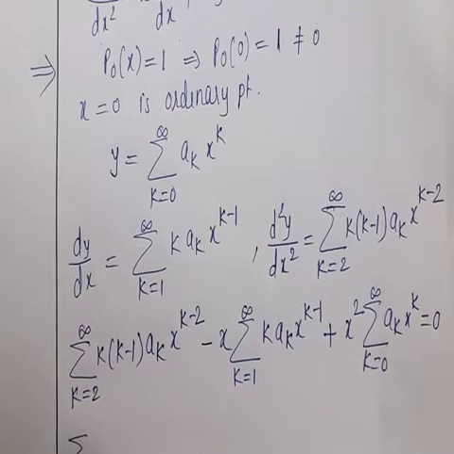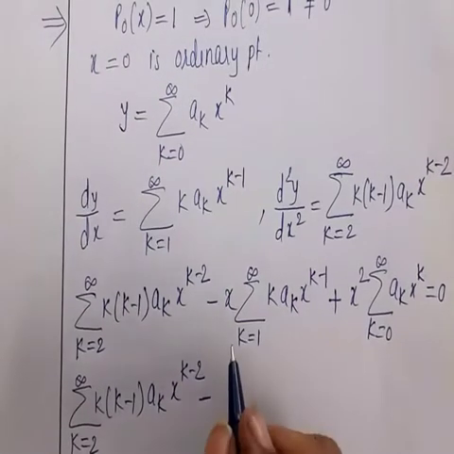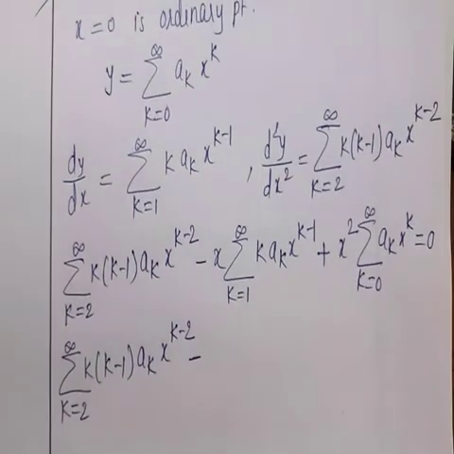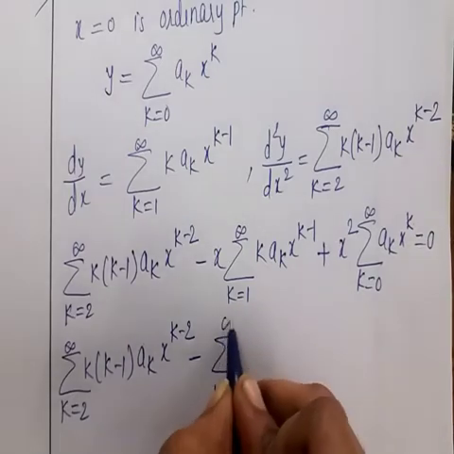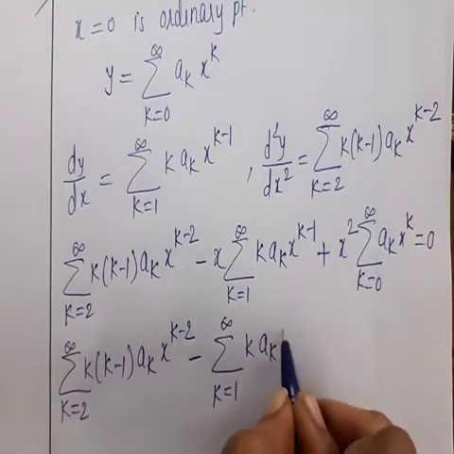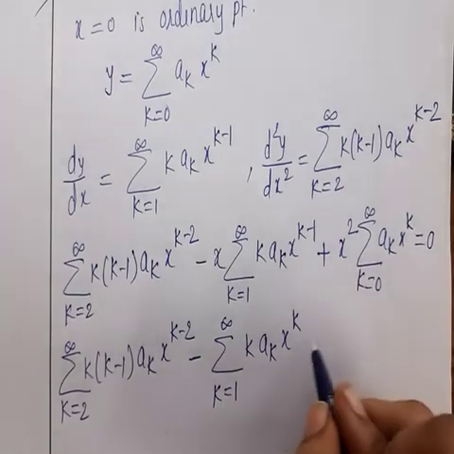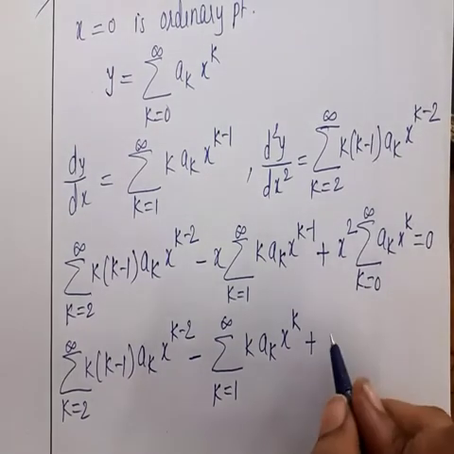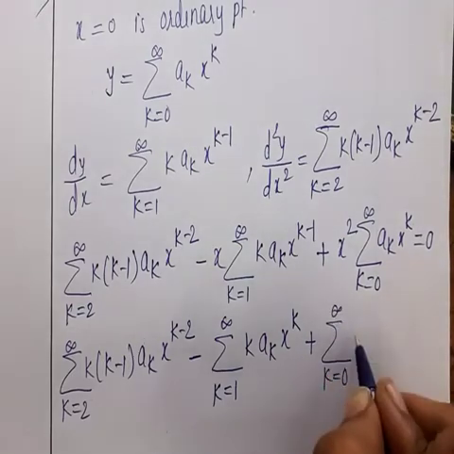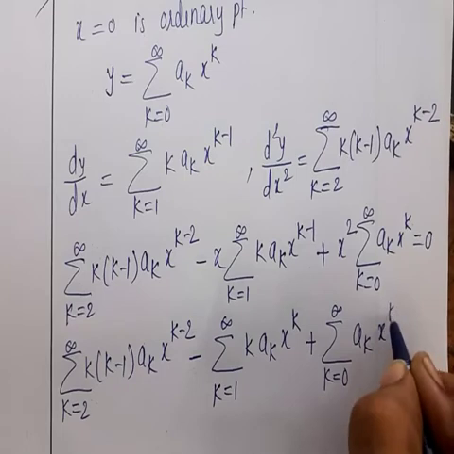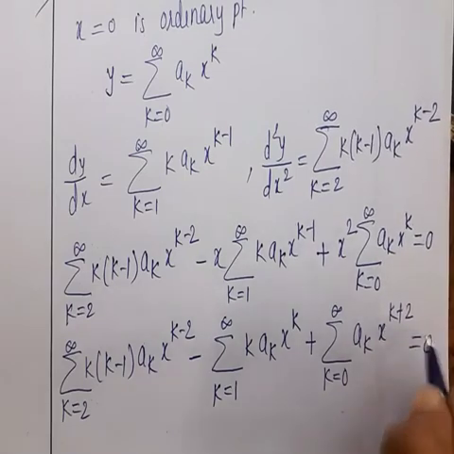Now simplify it further. Summation k = 2 to infinity k(k−1) a_k x^(k−2), I am keeping this term as it is. Then multiply the second term by x. So x multiplied by x^(k−1) gives summation k = 1 to infinity k a_k x^k, plus x² times x^k gives summation k = 0 to infinity a_k x^(k+2), and this is equal to 0.